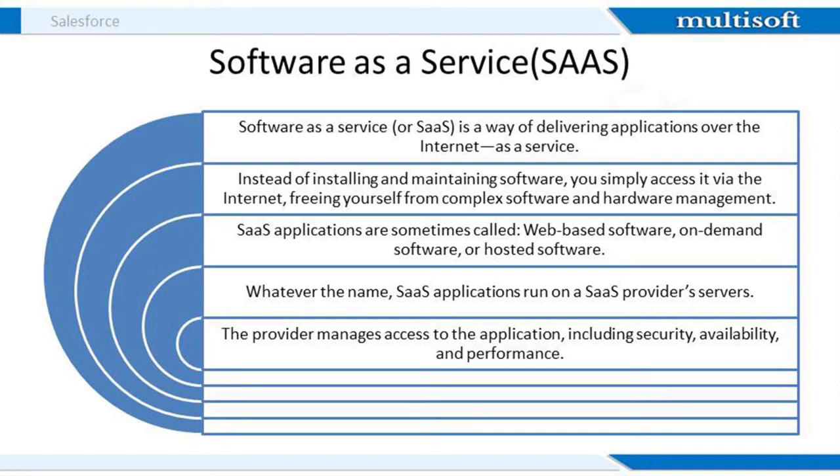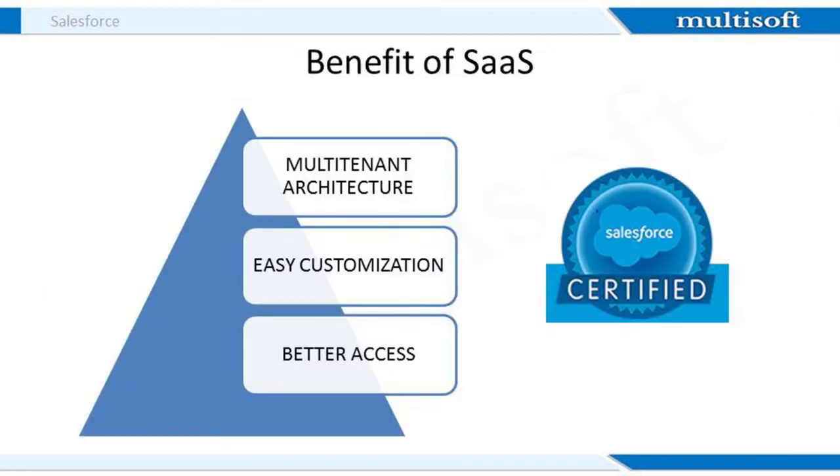So you just go to an internet browser, log into Salesforce or any other SaaS-based application, and you can access all the necessary functions and functionalities. It provides and manages access to your application, including security and availability of different performance parameters like dashboards, reports, custom objects, standard objects, and the relationships. So this is the overview of SaaS for Salesforce. And when you go with the SaaS overview, you have a question in your mind, why am I going with SaaS?